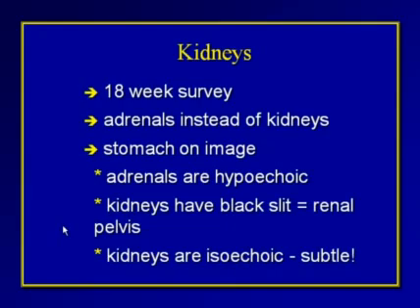Another clue, adrenal glands are very prominent and very hypoechoic, and they're easy to see. The kidneys are isoechoic. They're very difficult to see. They can be quite subtle at 18 weeks. If you're lucky, there'll be a midline black slit or a little bit of fluid in the renal pelvis that will help you confirm that you're looking at kidneys.